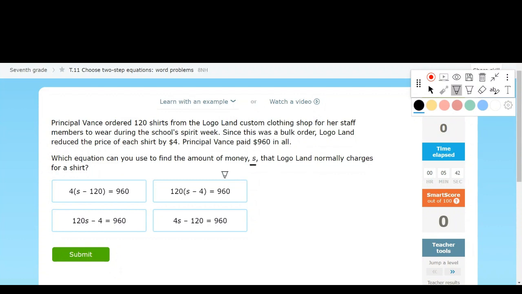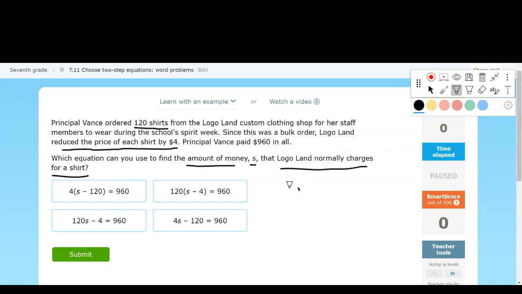s. What does it represent? Well, it represents the amount of money that Logoland normally charges for a shirt. What do we know about the price of the shirt? Well, we know that Principal Vance ordered 120 of the shirts and that she got $4 off each shirt. We could represent the price of each shirt as s minus 4, s being the normal price of the shirt, and then subtracting 4, which is the $4 discount.